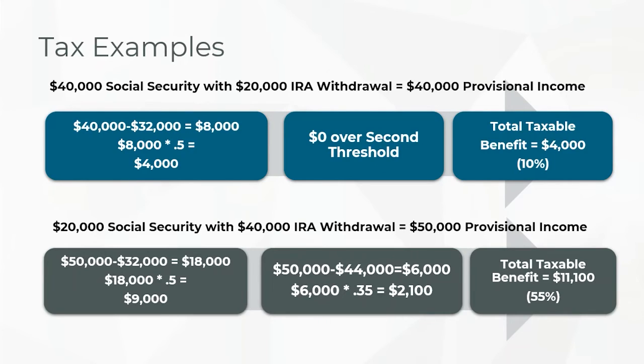We're $8,000 over the first threshold. Multiply that by 50 cents on the dollar, and we get $4,000 of taxable Social Security benefits. We're not over the second threshold, which means the total taxable benefit is $4,000. Only 10% of the overall Social Security benefit is taxable. That means $36,000 is coming through completely tax-free. In fact, it's not even hitting the tax return at all.